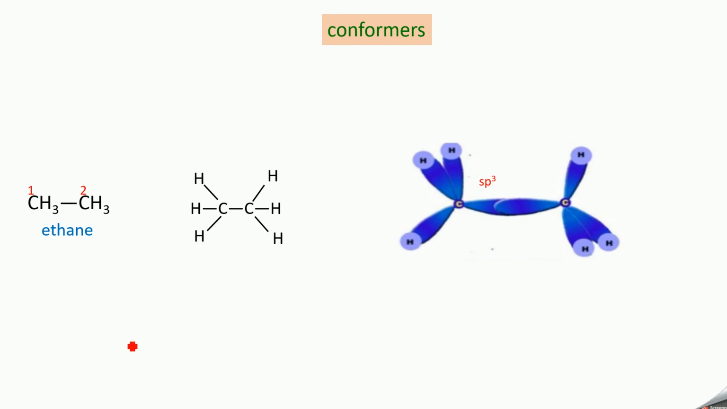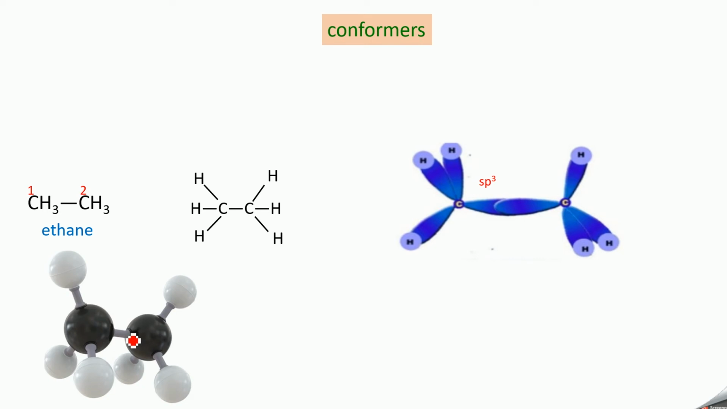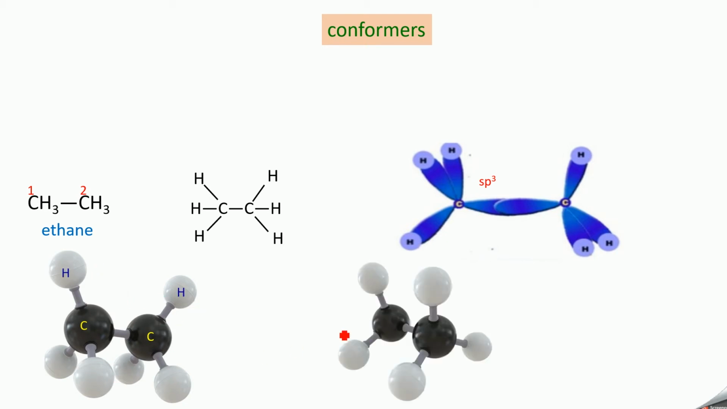Now in the 3D model we have it like this. This black ball represents carbon, so this is carbon 1 and this is carbon 2, and this white ball represents hydrogen. You view this model like this, that is, this is taken as the front carbon and this is the back carbon, and these 2 hydrogens are very close to each other, they will be in the same line when you view from this carbon to this carbon. Similarly these 2 hydrogens are very close to each other, they will be in the same line.